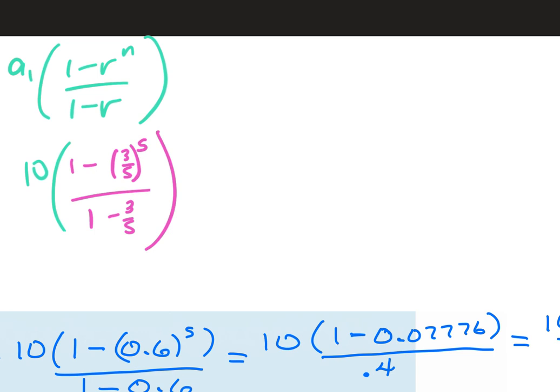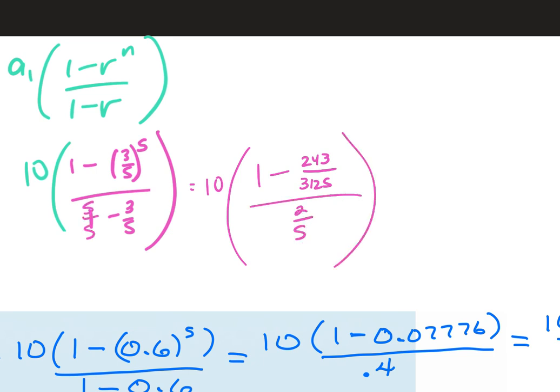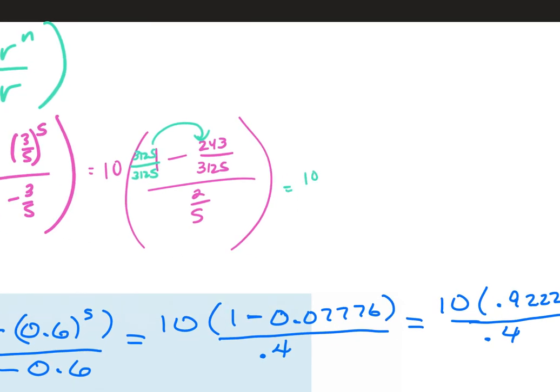Well, first of all, it's 10. 1 minus 3 to the 5th is 243. 5 to the 5th is 3,125. Over, you can do 5/5 here and make that 2/5. Every single time you're going to have to find a least common denominator, and that front number is always 1. So it's just the 3,125 over 3,125. Then I'm going to subtract the 243. So 10's on the front.